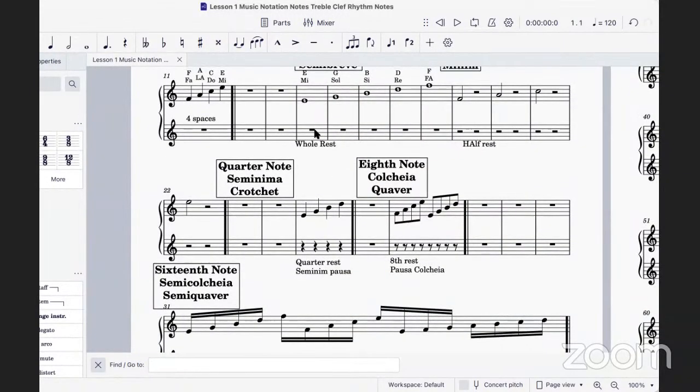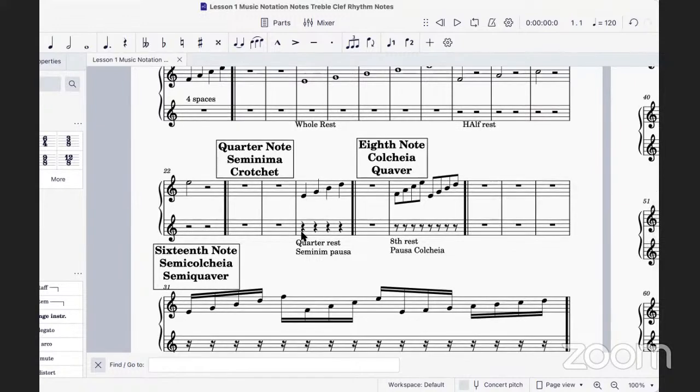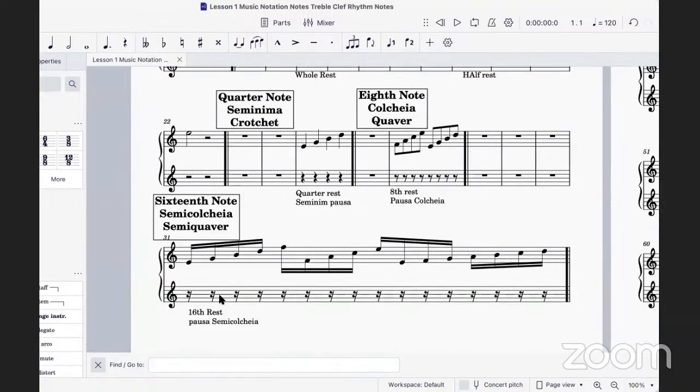So the whole rest is located below the line number 4. 1, 2, 3, 4, and you have this square here. It is the whole rest. Half rest is above the third line. 1, 2, 3, above, which means whole rest and half rest are in the same space. That's the third space. Whole rest, half rest, quarter rest, eighth rest, 16th rest. So from the eighth rest, you have the crochet on the left side.